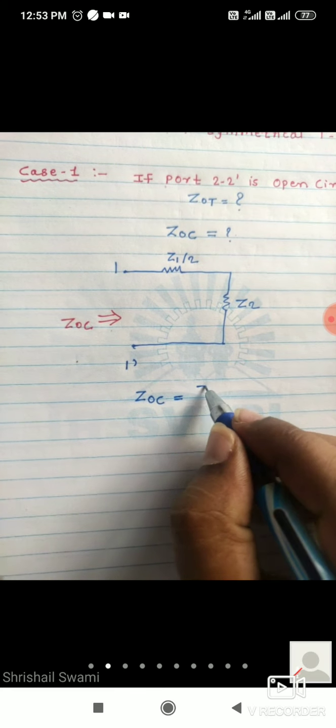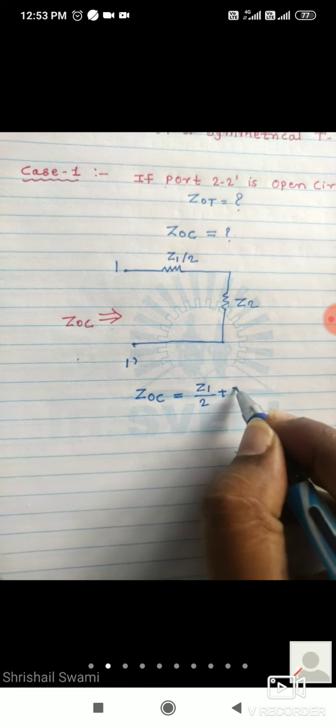So you are measuring here what? ZOC. Okay, so what will be the answer of ZOC? So ZOC is equal to, these two are in series, that is Z1 by 2 plus Z2. So this is equation number 2.